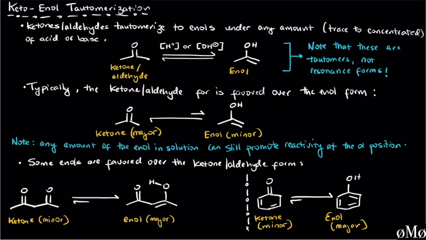That being said, there are some enols that are favored over the ketone or aldehyde form. For example, we call this a diketone, in which the carbonyl groups are 2 carbons away from each other. The enol form is actually more favored than the ketone form, and so that's usually the major species when you have your diketone in the flask. Same thing with your ketone that has a conjugated pi system within a 6-membered ring. The enol form is also certainly more stable and therefore the major component in your flask when you have this particular molecule.